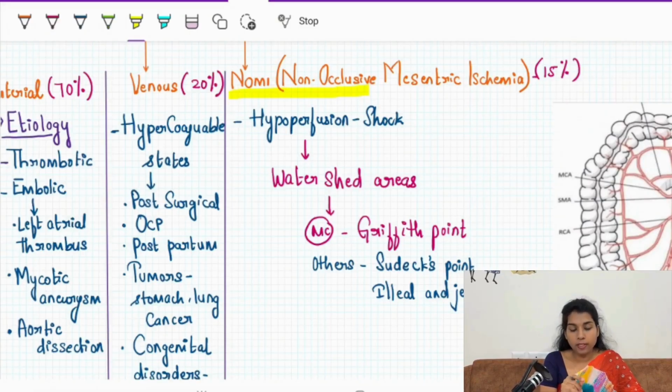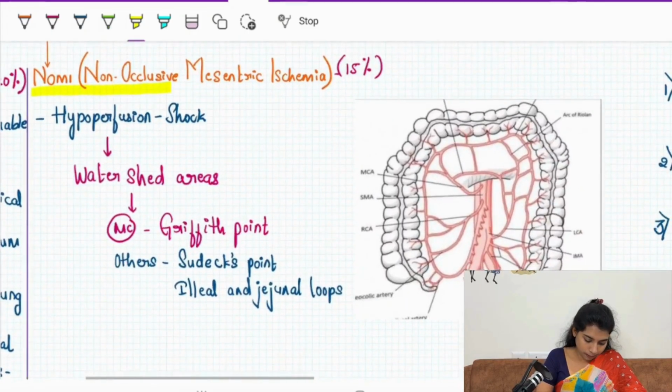If it is because of a non-occlusive mesenteric ischemia, you will see that it involves first the watershed zones. It is self-understood because it's hypoperfusion, it should involve the watershed zones. Which are the watershed zones in a bowel? Now we look at that.